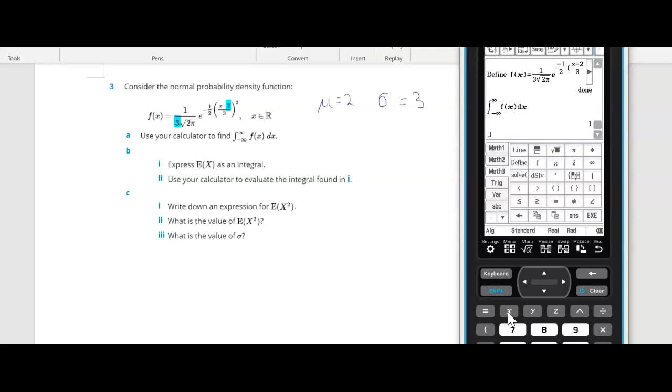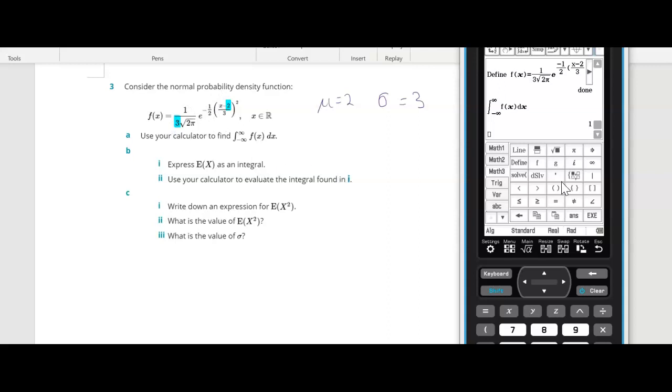Okay, so there it is, it's 1. So it's just proving that the area under that normal distribution is 1. All right, for part B, part I, it's asking us to find the expected value. So the expected value is the same as the mean, and I already know the answer is 2 because I could identify it from the function. But basically it's saying let's prove it using the calculator.